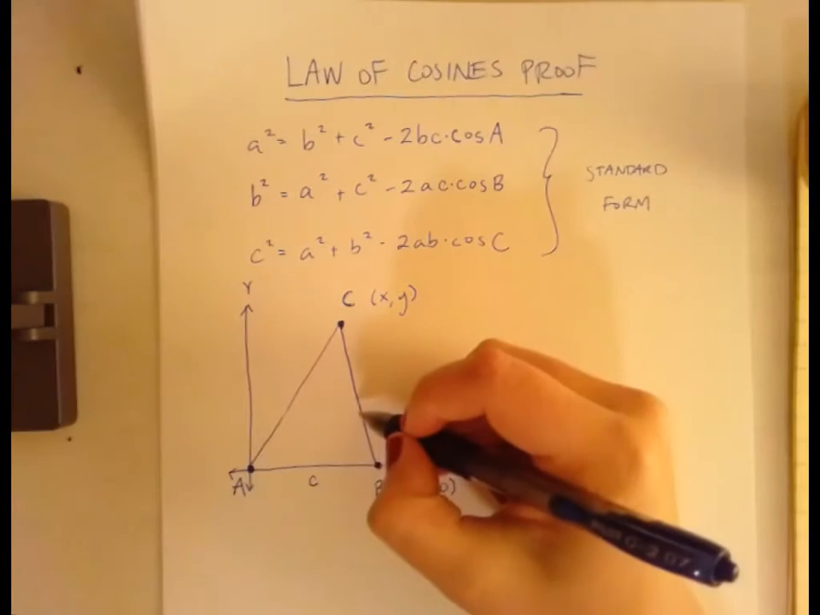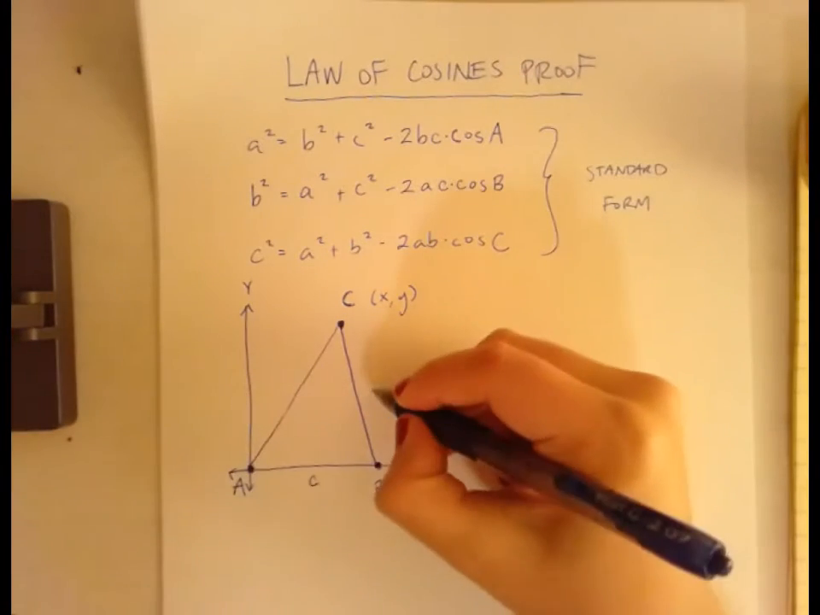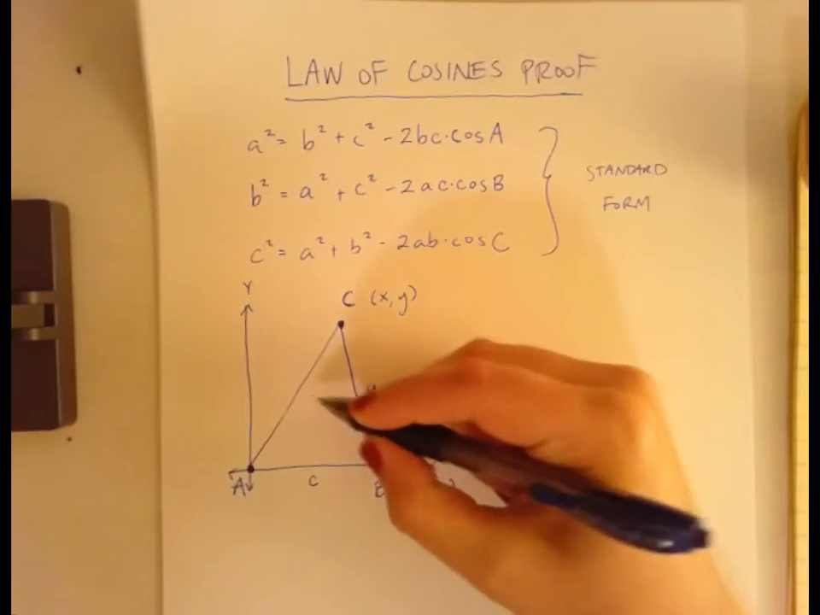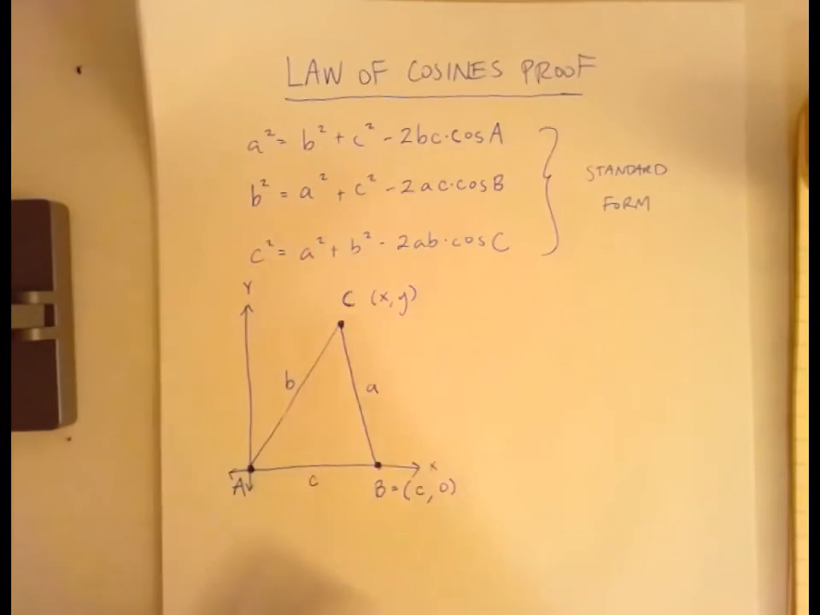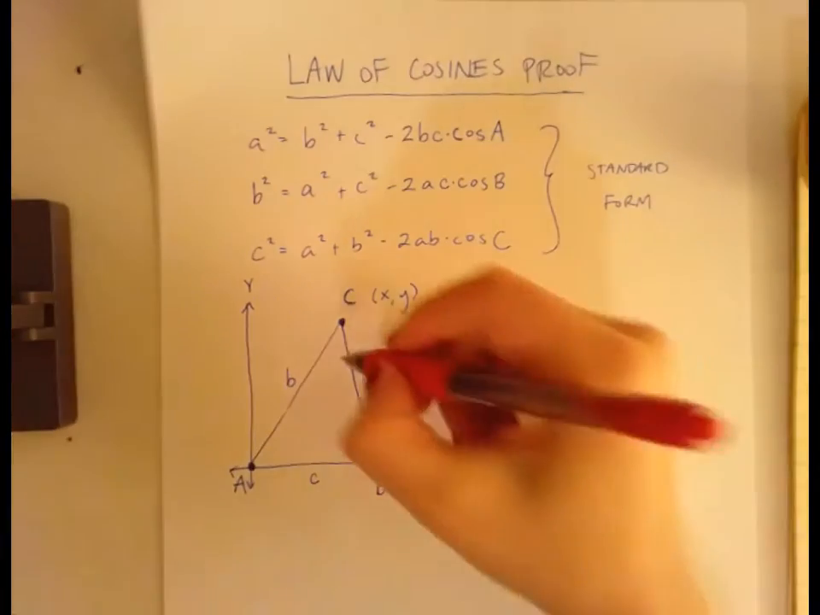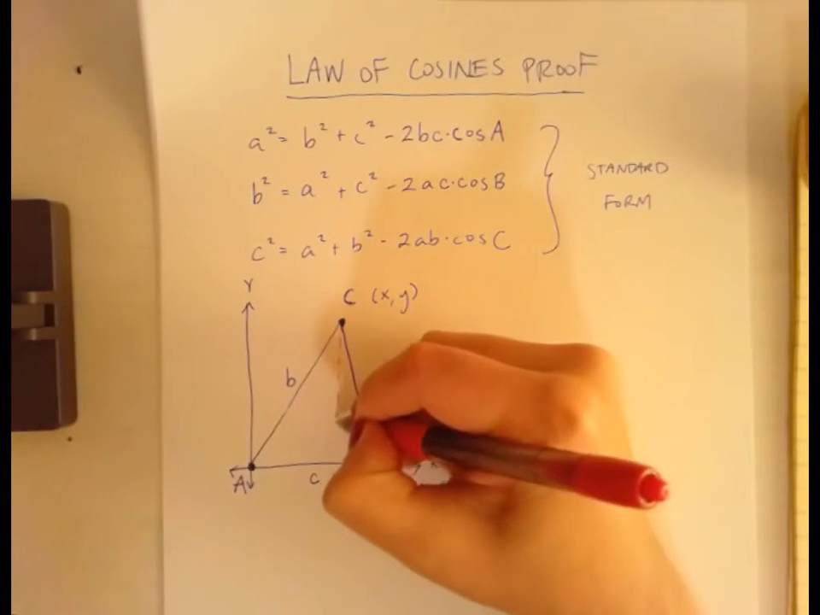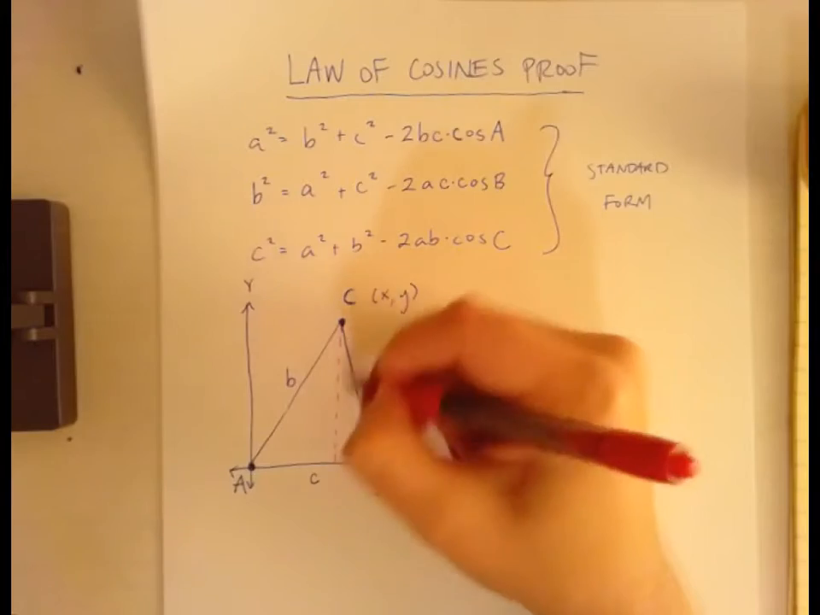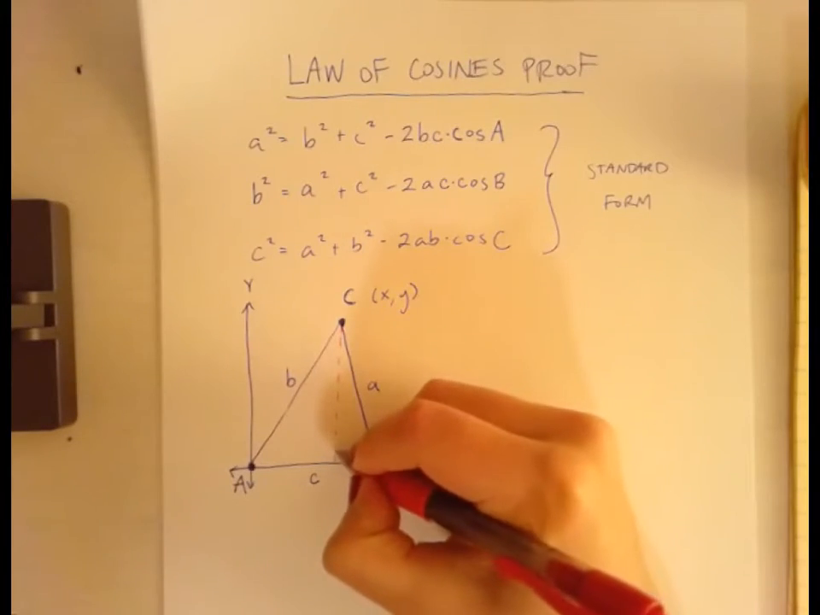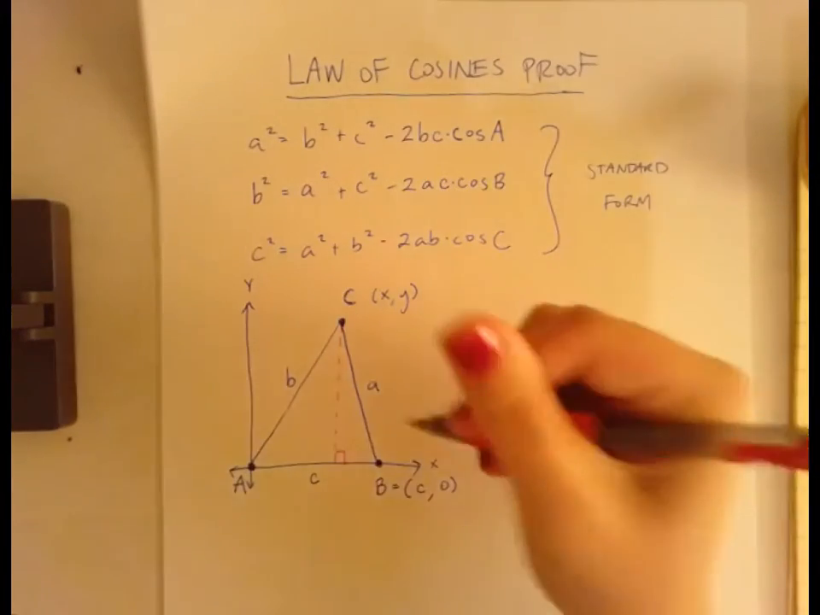Let's label the other sides as well. Opposite angle A, I have side A. Opposite angle B, I have side B. And as we've been doing in these videos, it's important to identify H as well. So draw your line straight down from angle C. Make sure you're noting that's the right angle.